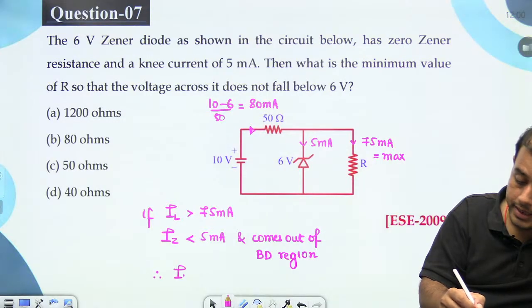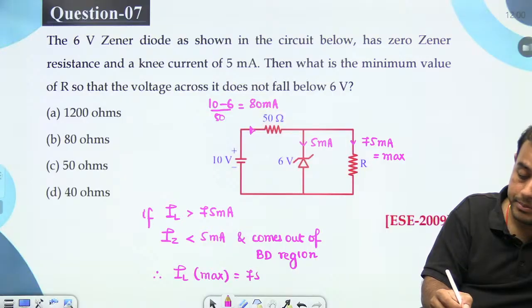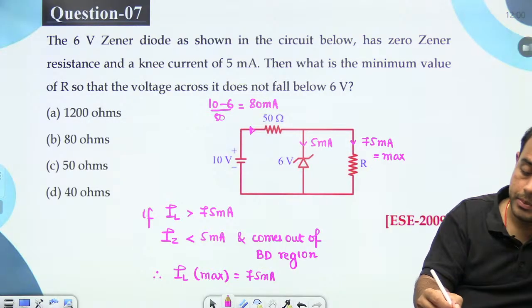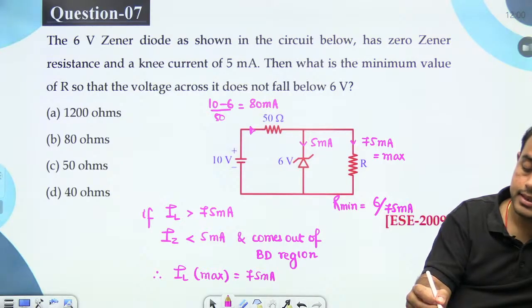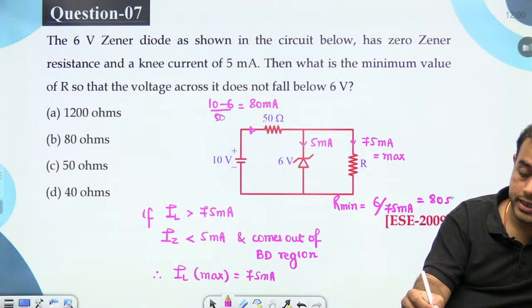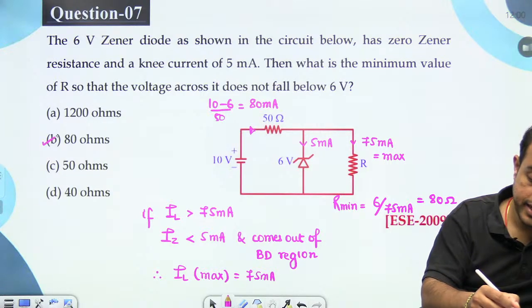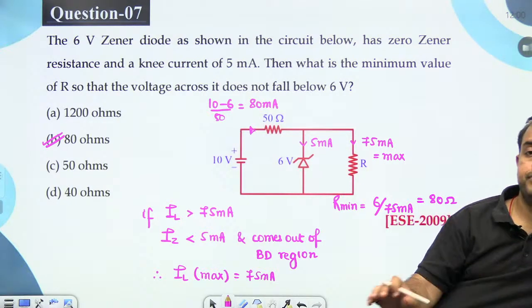Therefore, IL max is 75 milliampere. For maximum IL, resistance is minimum: 6000 by 75, 80 ohm. So the minimum value is 80 ohm.